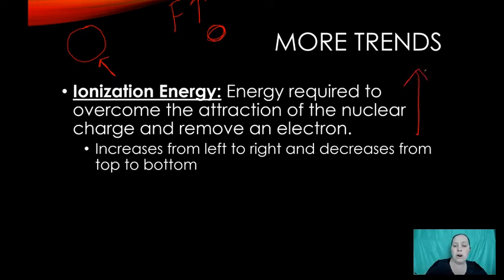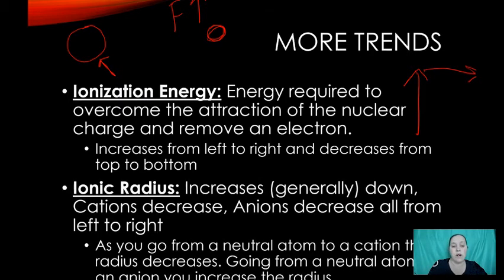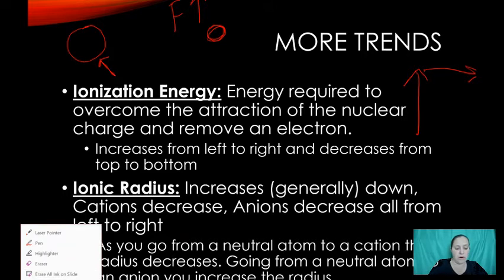So ionization energy increases as you go from the bottom to the top and increases as you go from the left to the right. So you have an increase in ionization energy that way. Ionic radius. Here's another one that is kind of interesting.